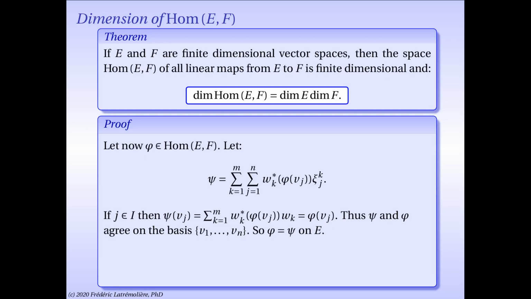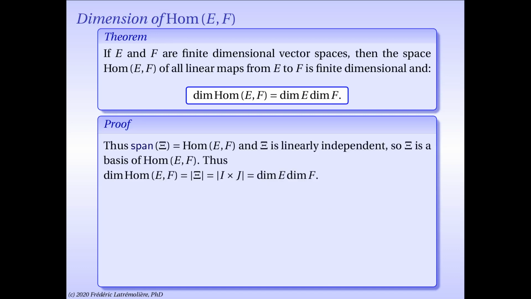So, psi and phi agree on the basis v1 to vn. And therefore, since they both are linear, they must be equal on the entire space. So this shows that phi is a linear combination of the vectors in xi. So xi, which we know is linearly independent, also spans the entire space of linear functions from E to F, and therefore it is a basis for this space.